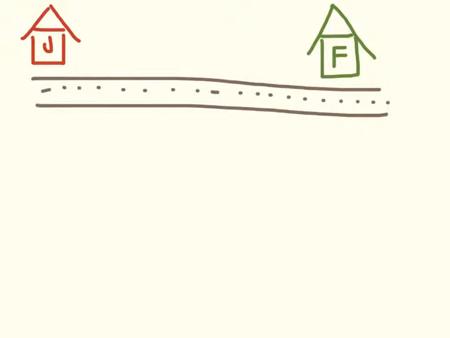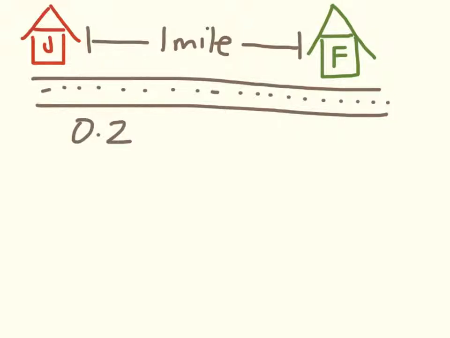Jamie and his friend live 1 mile apart on the same street. Each block on his street is 0.2 miles long. How many blocks apart do the two friends live? So what we're really asking in this problem is what is 1 divided by 0.2? Well, we have two approaches we can take for solving this problem.